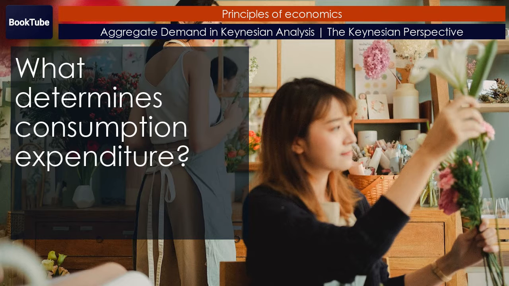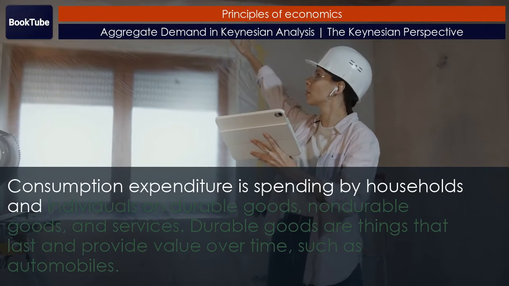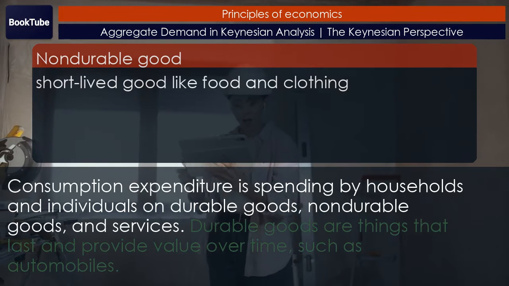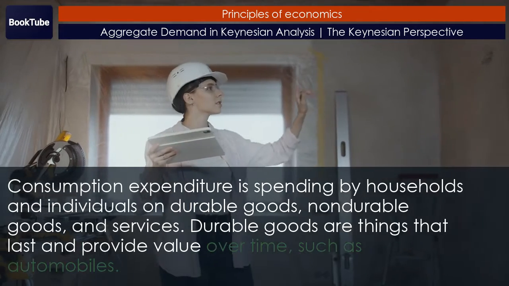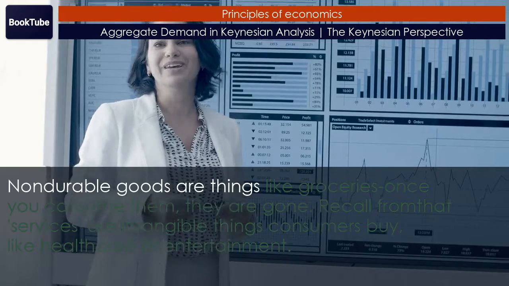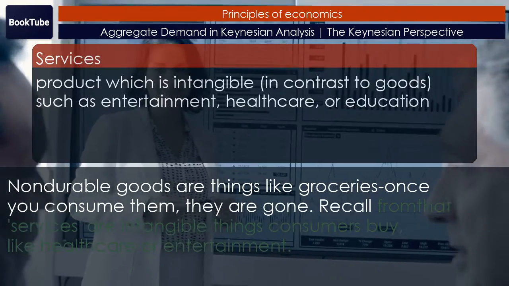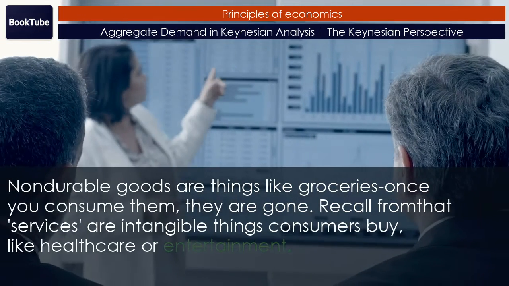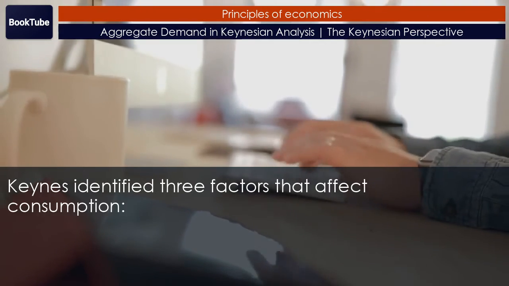What determines consumption expenditure? Consumption expenditure is spending by households and individuals on durable goods, non-durable goods, and services. Durable goods are things that last and provide value over time, such as automobiles. Non-durable goods are things like groceries. Once you consume them, they are gone. Recall that services are intangible things consumers buy, like healthcare or entertainment. Keynes identified three factors that affect consumption.